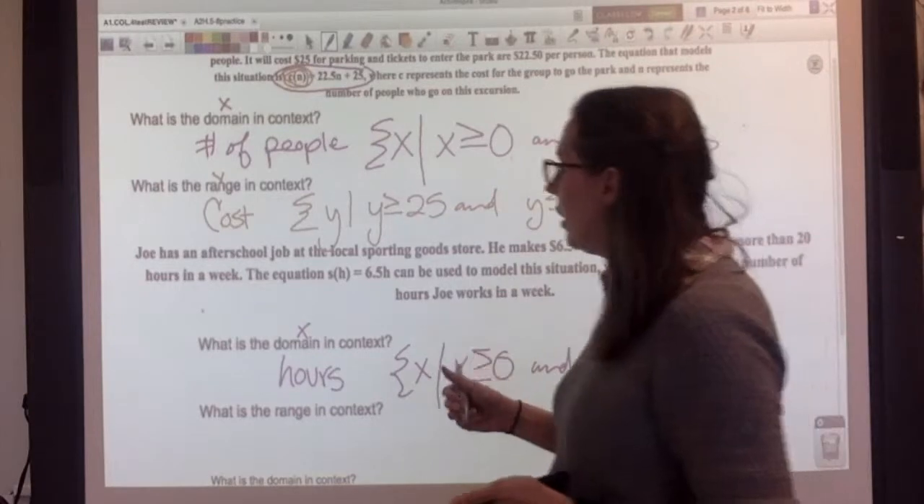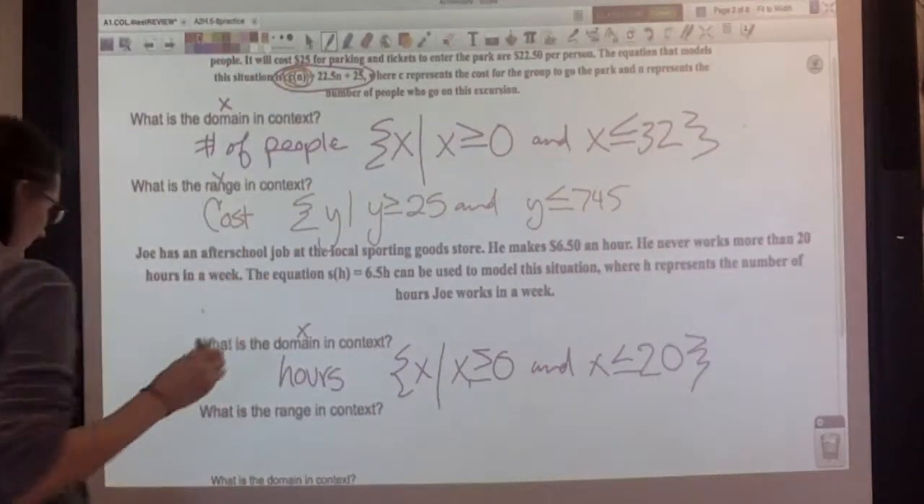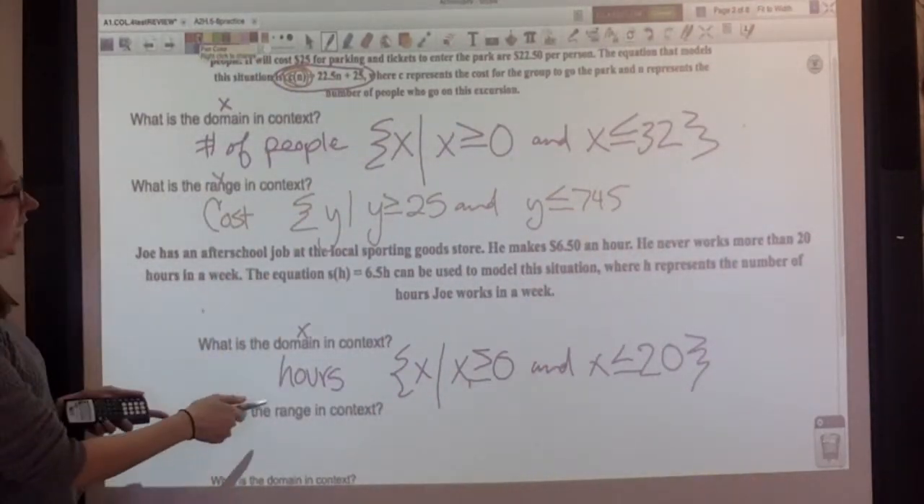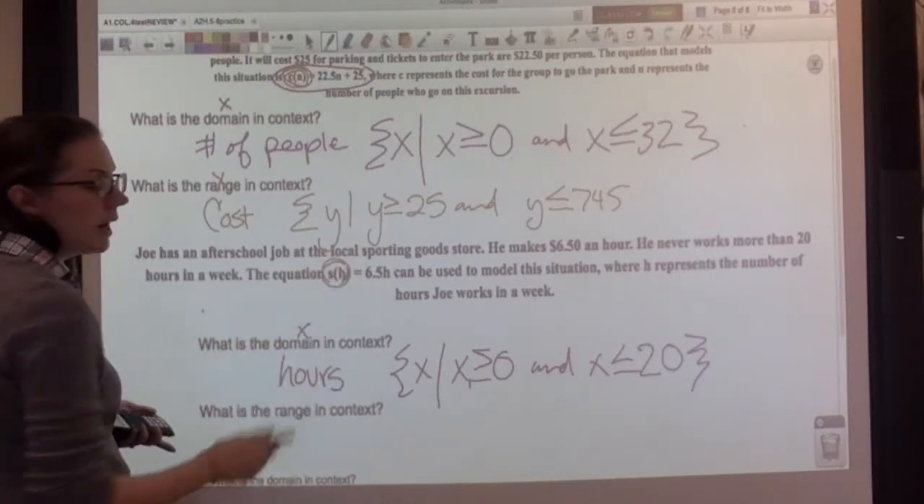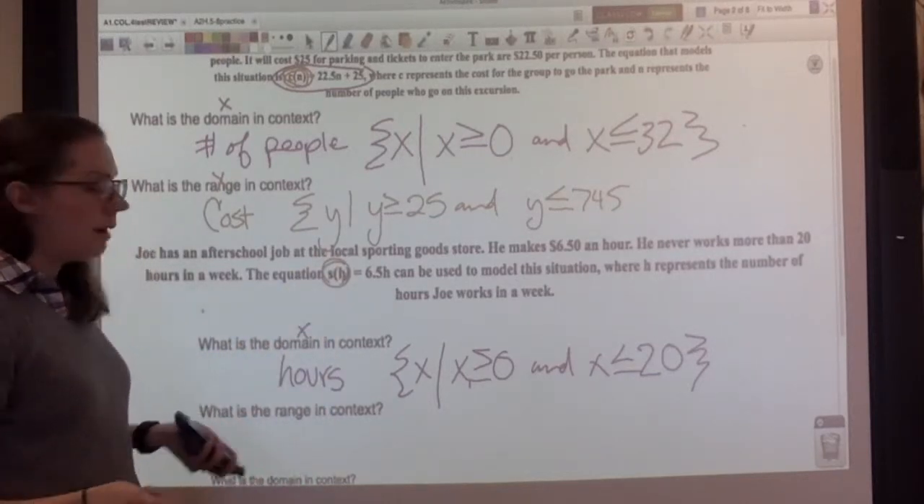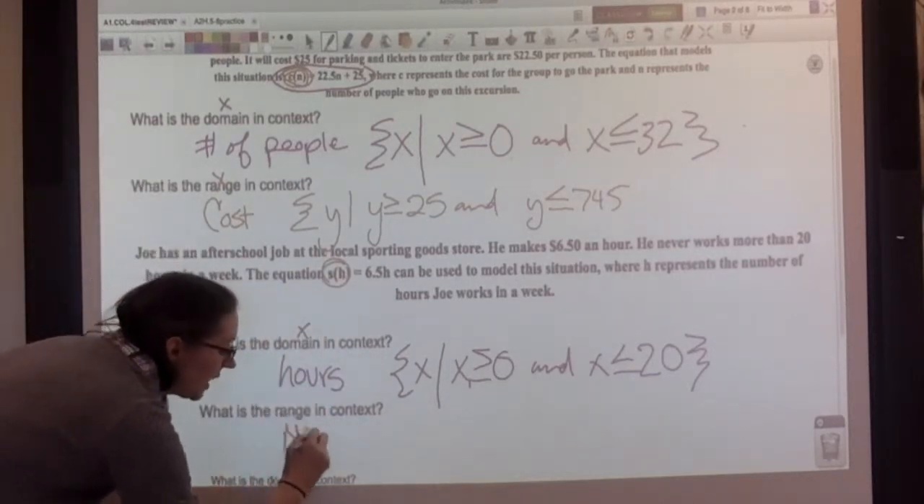Lastly, we have range and context. Okay? So, range, we're going to look, what's this chunk here? This is how much money he's making. Okay? How much money he's making. So, money earned.